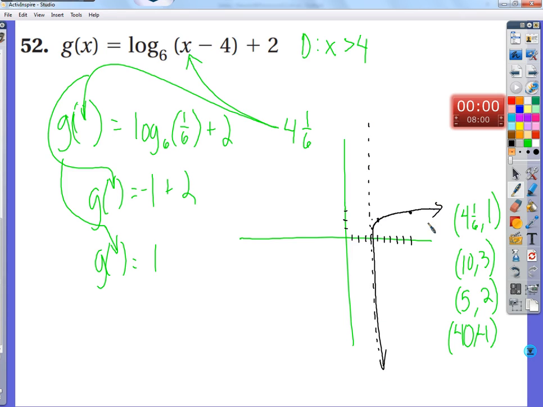Okay. See, if we just plug in some x's and find some y's, we don't need to worry about shifting left, shifting up, shifting down. That graph's pointy. It is kind of almost pointy right there.